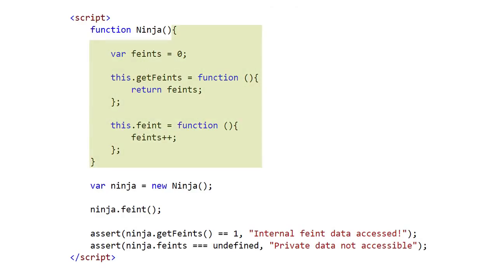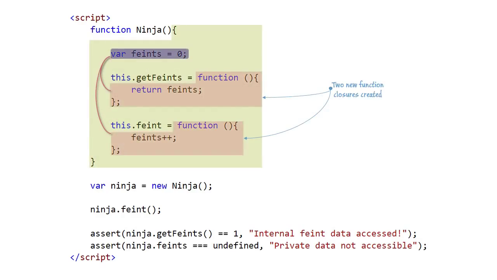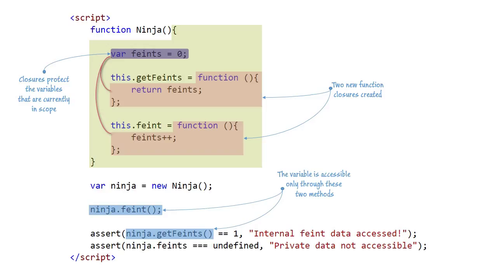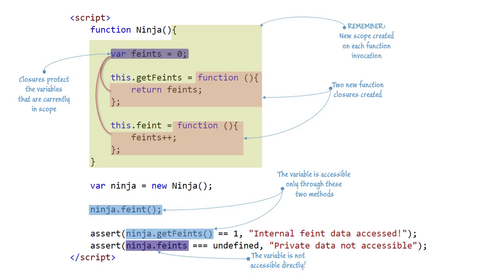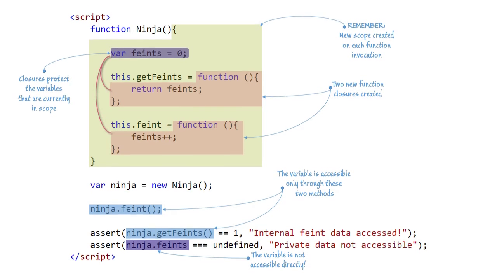Every time we call the Ninja constructor, two new anonymous functions with closures are created that protect the variables that are currently in scope. So even though the constructor function has returned, our two methods keep alive our private variable feints. We can access the variable only through these two methods and not directly. Remember that a new function scope is created each time a constructor is invoked.